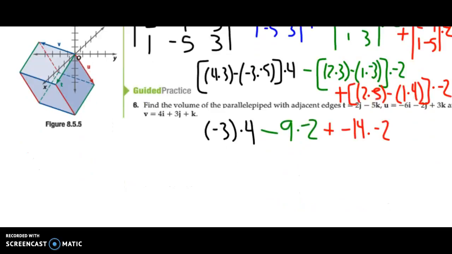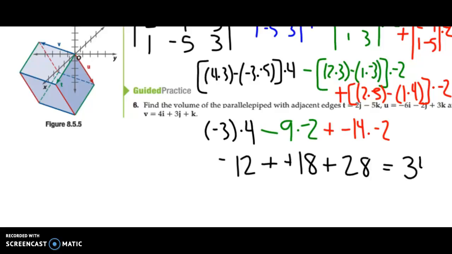So negative 3 times 4 is negative 12, minus 9 times negative 2 is negative 18, plus negative 14 times negative 2 is a positive 28. And so negative 12 plus 18 is 6, plus 28 is 34. So what's the volume of that whole parallelepiped? It's going to be 34 cubic units. There's another example of a guided practice problem you can try on your own.